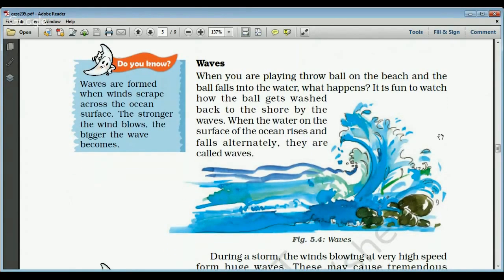And this is a picture of what happens whenever you are on the beach of any sea or ocean, and you throw a ball into the water. The ball gets washed back to the shore because of the waves, because the water on the surface of the ocean rises and falls alternately like a sine wave. Okay, and that is why they are known as waves.